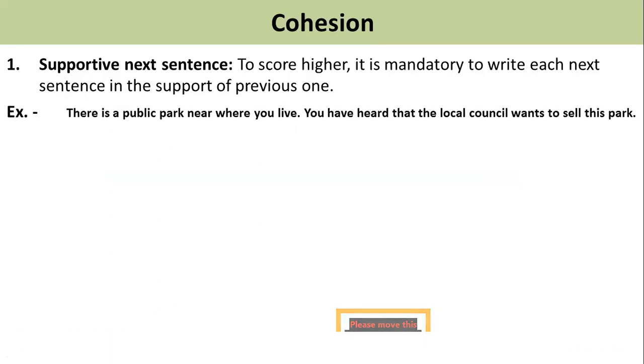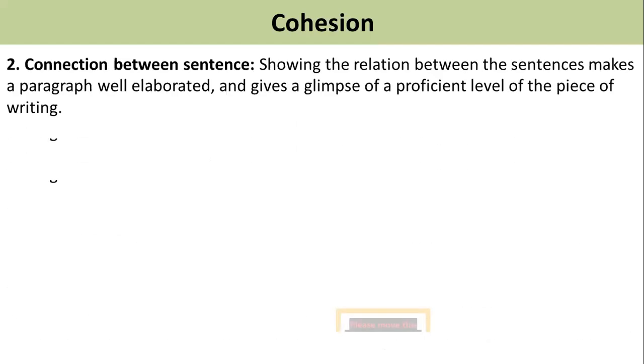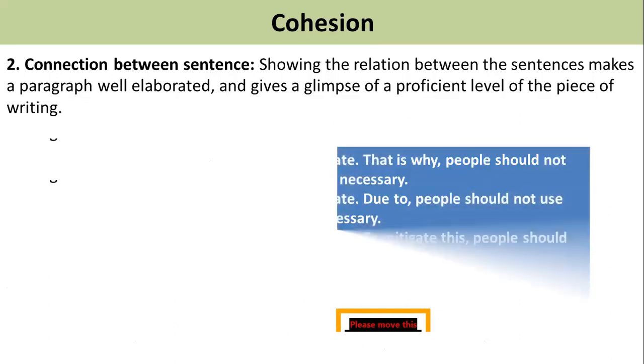For example, this is the question. I just wrote over there, and I already explained how to do that. Connection between sentences: showing the relation between the sentences makes a paragraph well elaborated and gives a glimpse of a proficient level of writing. That means you should connect the sentences with each other adequately.